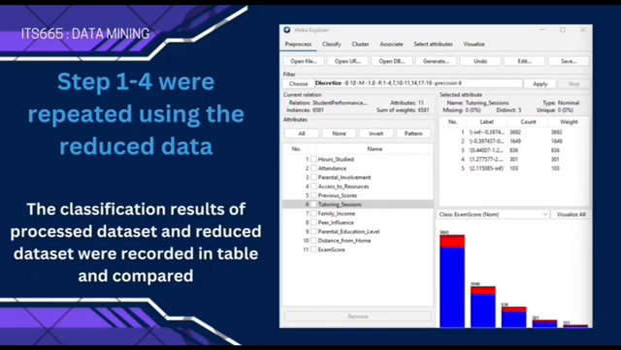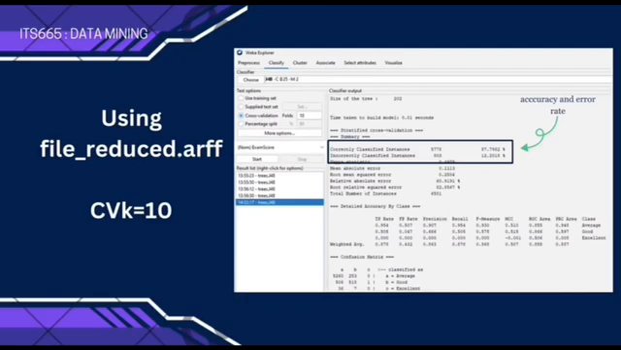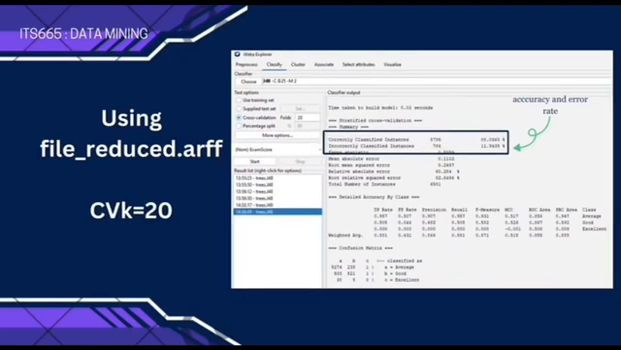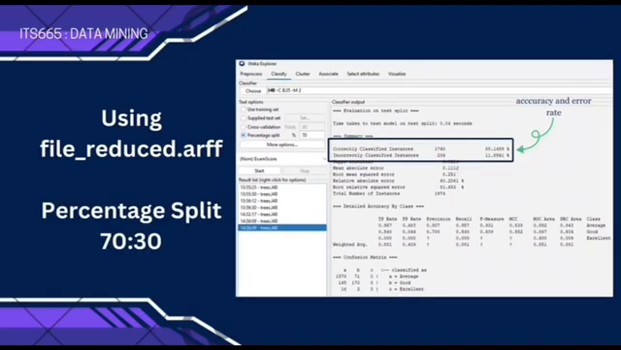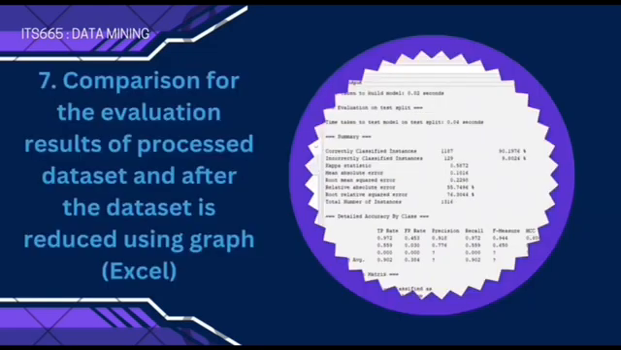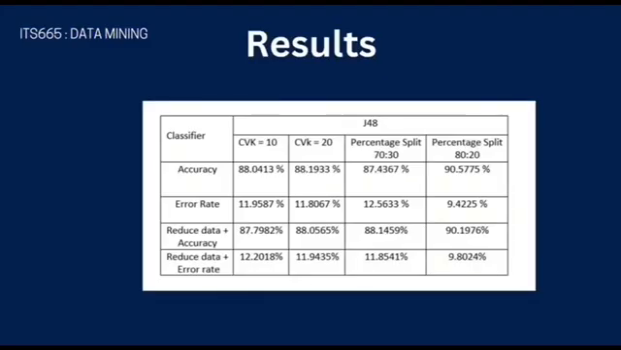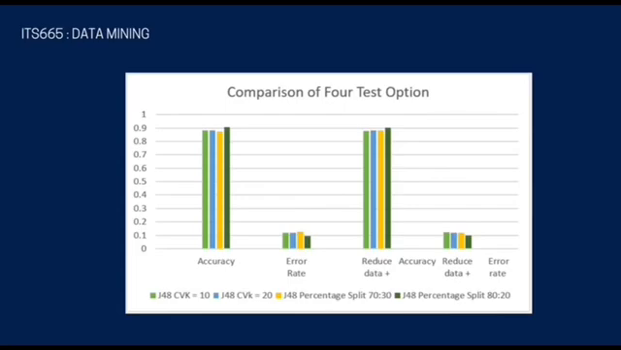Then, we repeat steps 1 until 4 using the reduced data. The first step, using cross-validation 10. Second, we change it into 20. The third step, using reduced data, percentage split 70% and 80%. For Section B, classification, the last step is comparison of the evaluation results of the processed dataset and after the dataset is reduced, using a graph in Excel. So, this is our result. And this is the graph of comparison of the 4 test options.